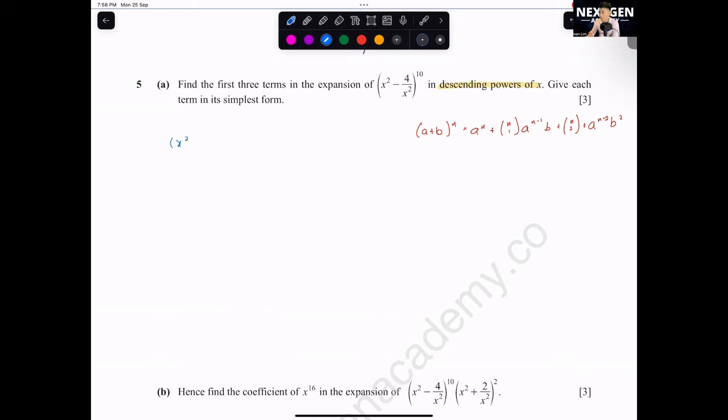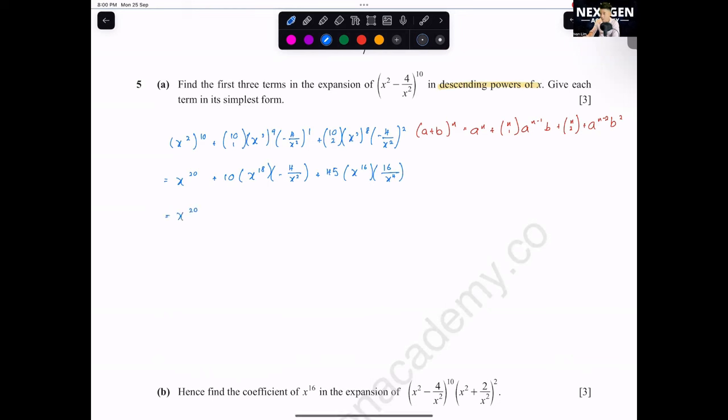So x squared, you want descending powers, right? So you're going to put (x squared) to the power 10 plus 10C1 (x squared) to the power 9 (negative 4 over x squared) to the power 1 plus 10C2 (x squared) to the power 8 (negative 4 over x squared) squared. Open it up. x^20 plus 10x^18 times minus 4 over x squared, plus 45x^16 times 16 over x to the power 4.